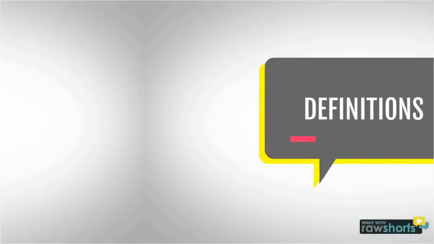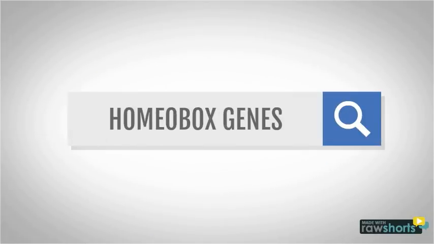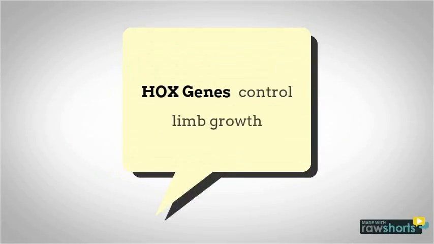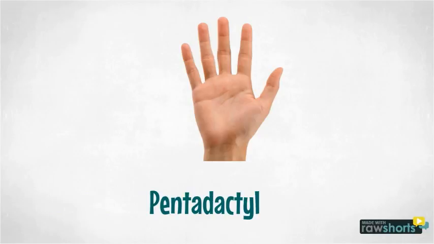General definitions. Homeobox genes. This is another name for Hox genes. Homeobox genes are important regulators for the growth of limbs. Pentadactyl. This structure includes animals which have 5 digits on an extremity. For example, humans have 5 fingers on a hand and 5 toes on a foot. This structure makes up amphibians, mammals, reptiles, and birds, meaning that these species share a common ancestor.